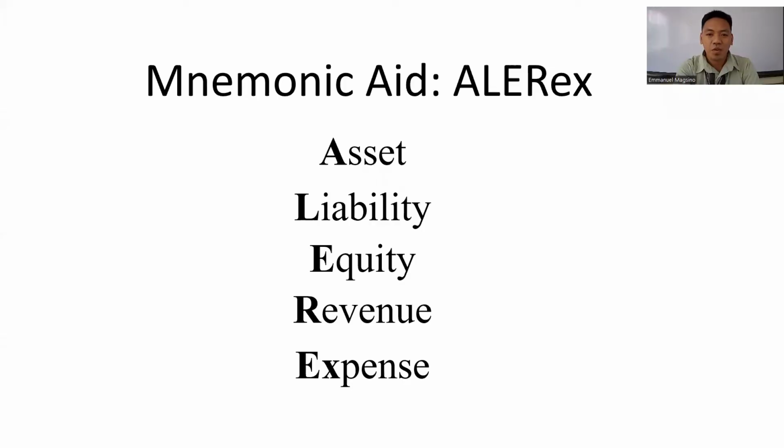Okay? So remember our mnemonic, to remember our 5 major accounts, we have the ALEREX. ALEREX stands for A, asset; L, liability; E, equity; R, revenue; and E, expense. So do not confuse, class. In other books, revenue siya. Tapos yung iba, income ang tawag. So income or revenue, okay lang din siya. Okay?